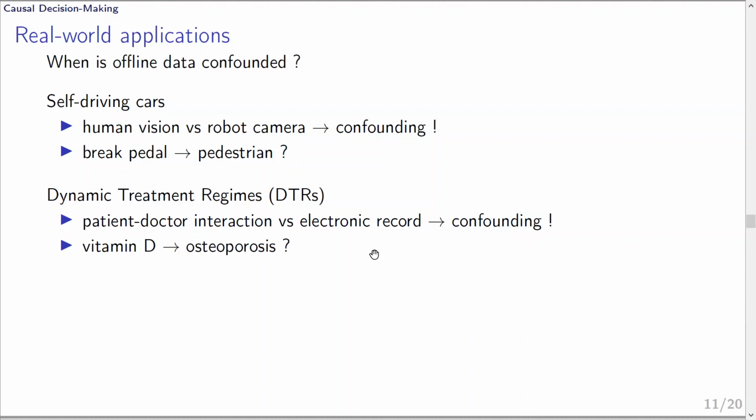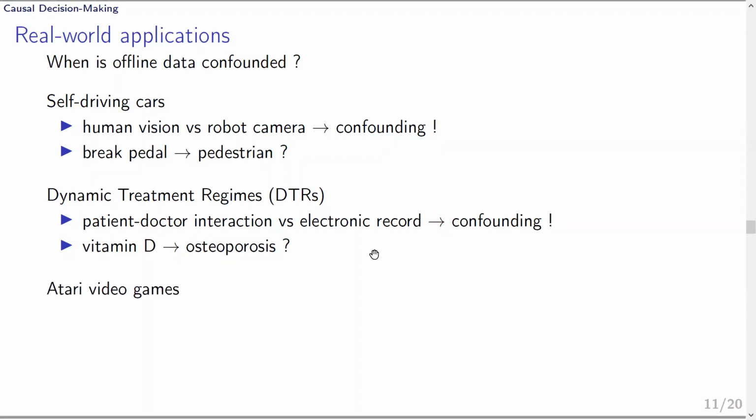And that's a good observational statement. Because the doctor knows this person is at risk of osteoporosis, so the doctor decided to give them vitamin D, because vitamin D actually lowers the chances that you get osteoporosis. But if you just look at observational data, I see someone taking vitamin D, I can infer, no, they have higher chances of getting osteoporosis. So again, confounding in medical data happens probably a lot.